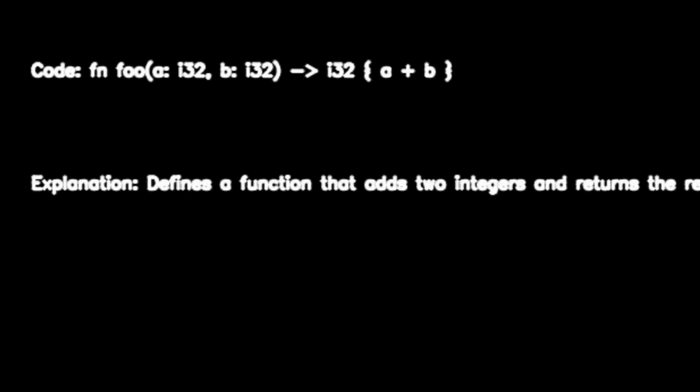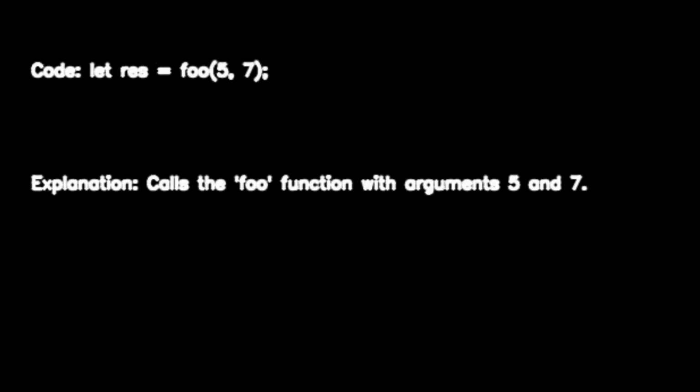Code. fn foo(a: i32, b: i32) -> i32 { a + b }. Explanation. Defines a function that adds two integers and returns the result. Code. let res = foo(5, 7). Explanation. Calls the foo function with arguments 5 and 7.